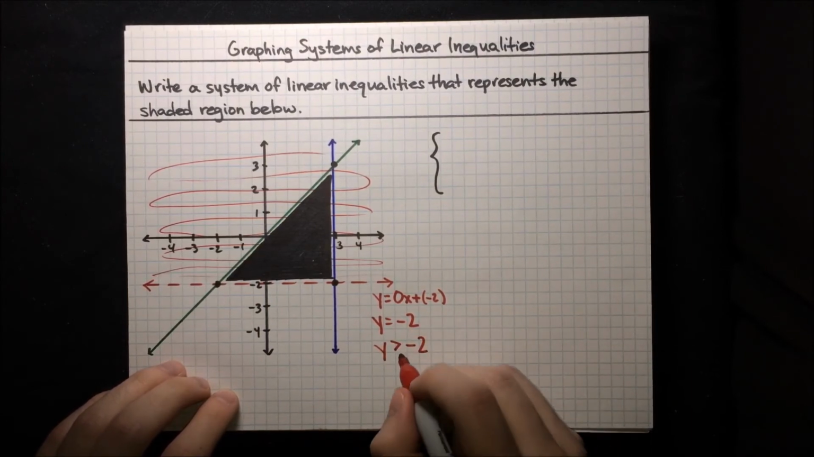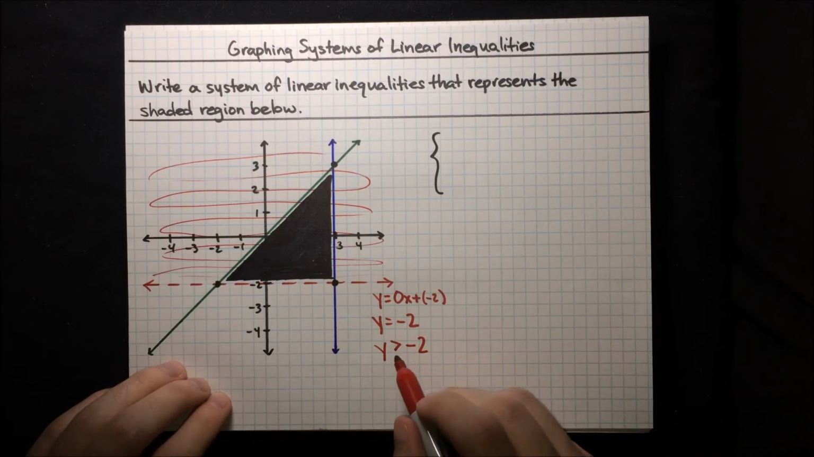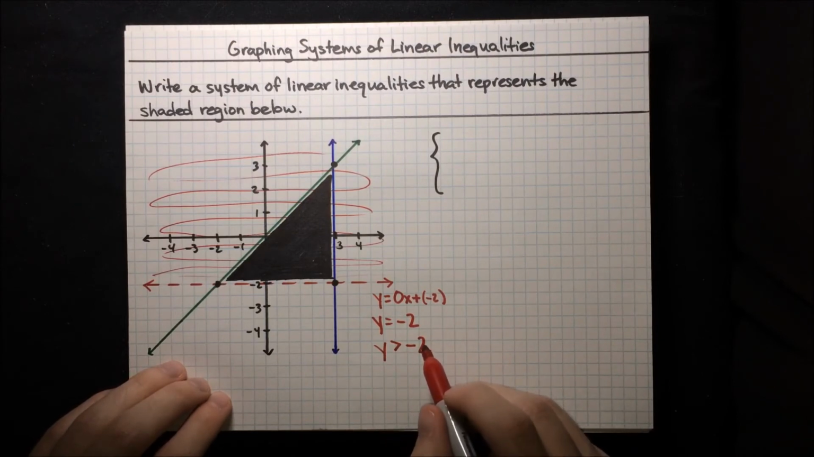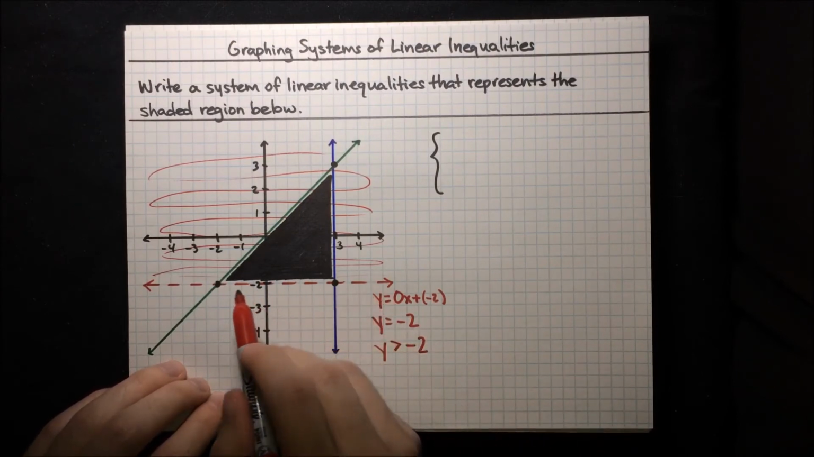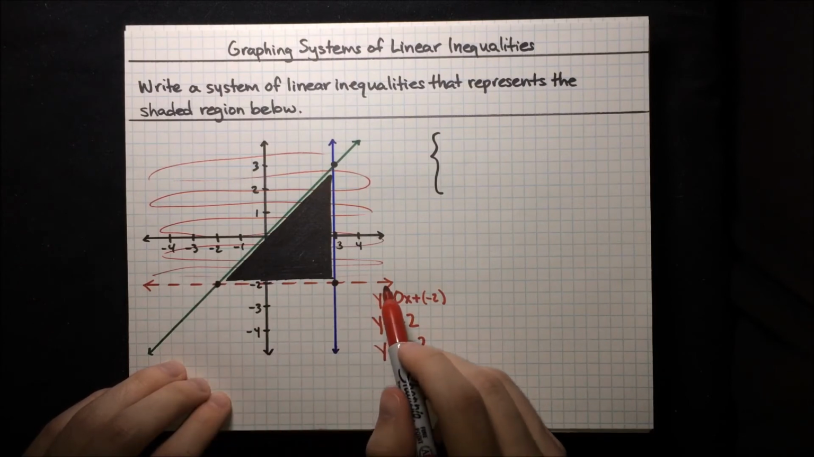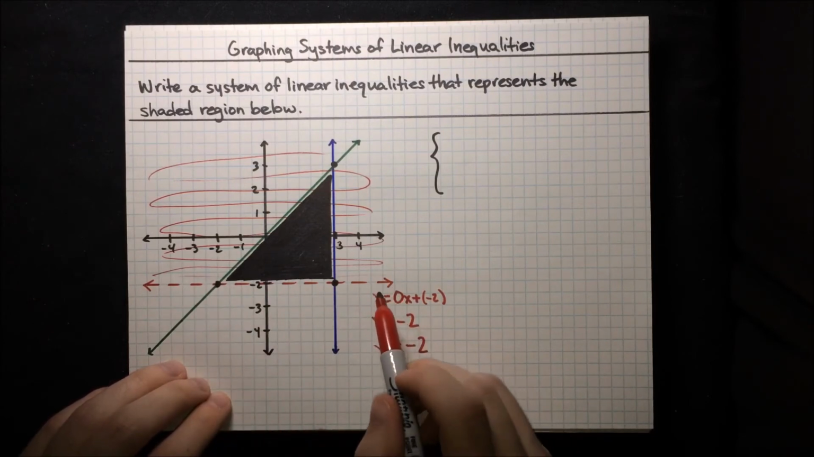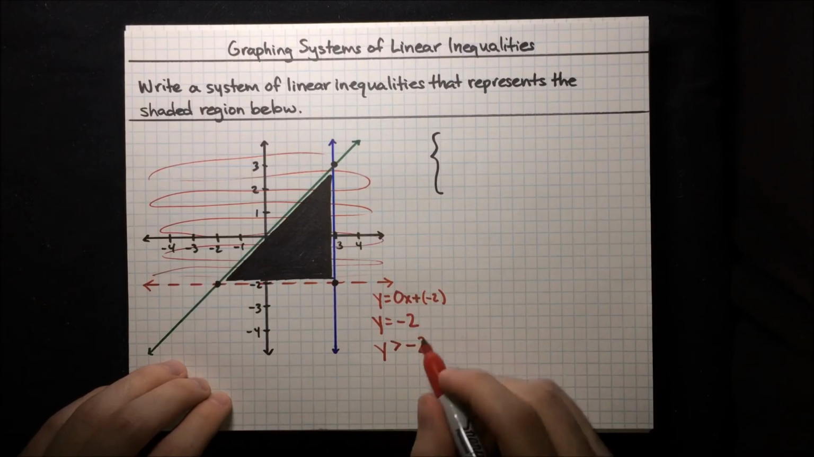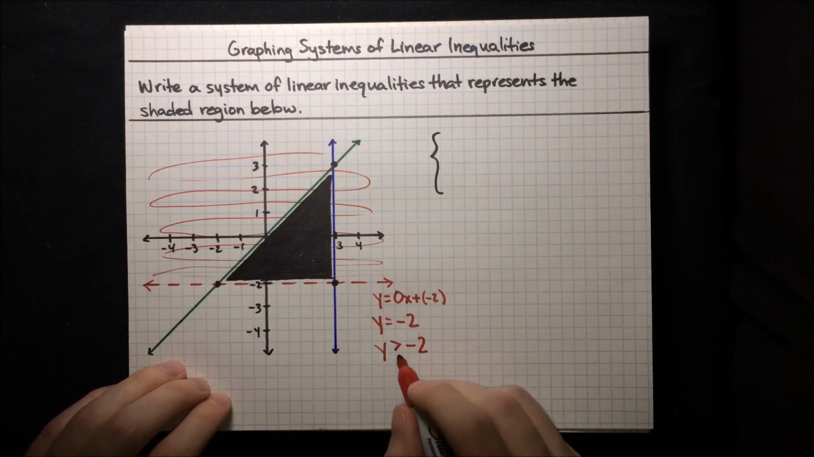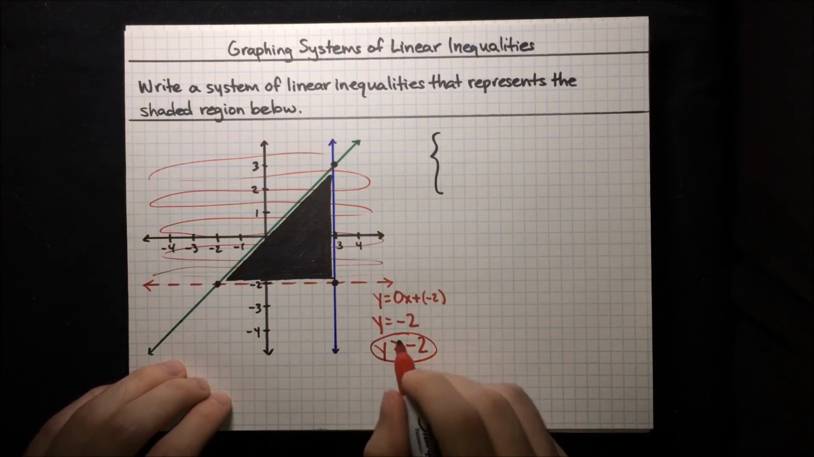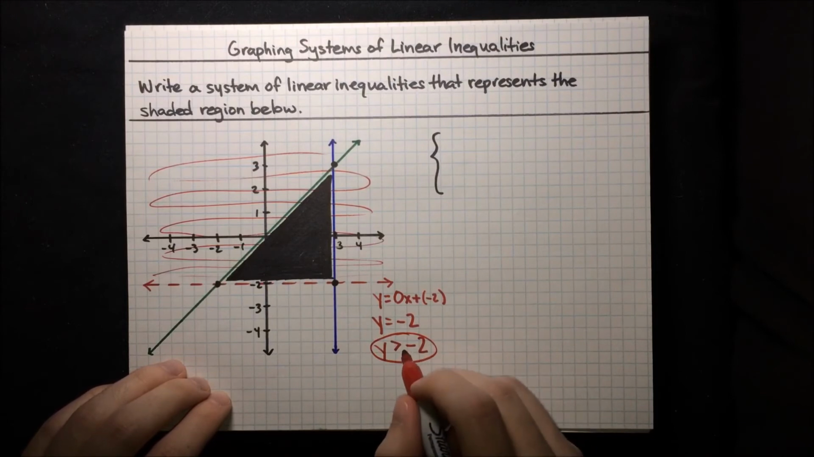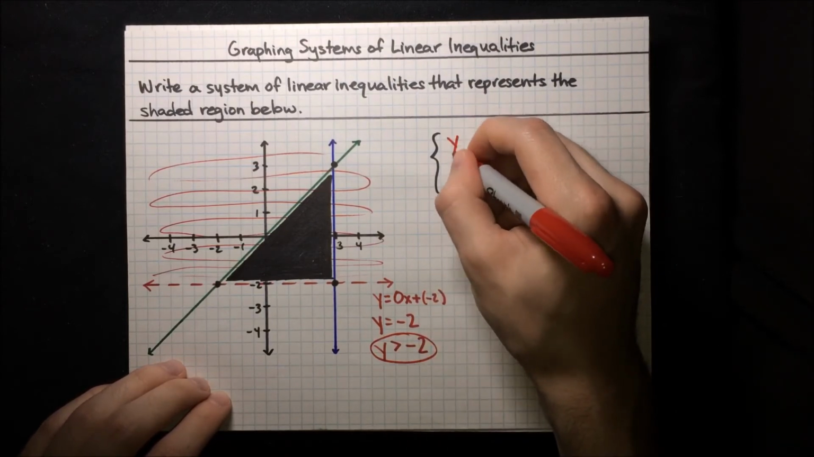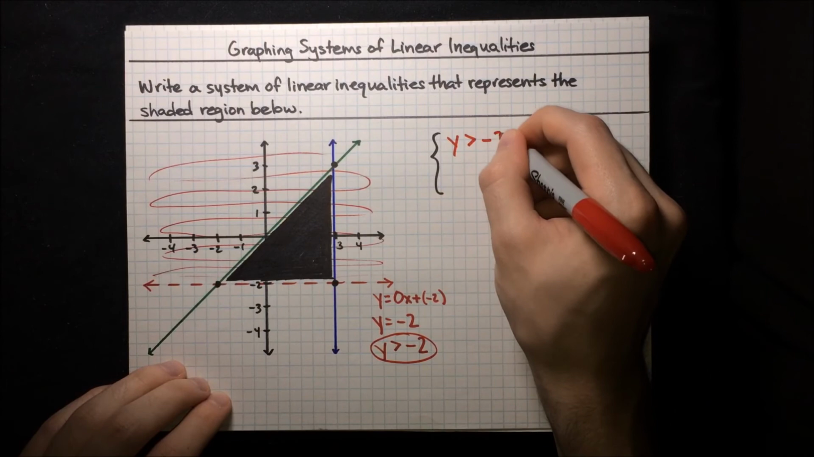Last thing, do we want equality in this? Do we want y is greater than or equal to -2? Well, we've got to look at the line here. The line is dotted. That means y is not equal to -2, which means that we don't want equality. We just want y is greater than -2. So that's going to be our first inequality in our system. y is greater than -2.